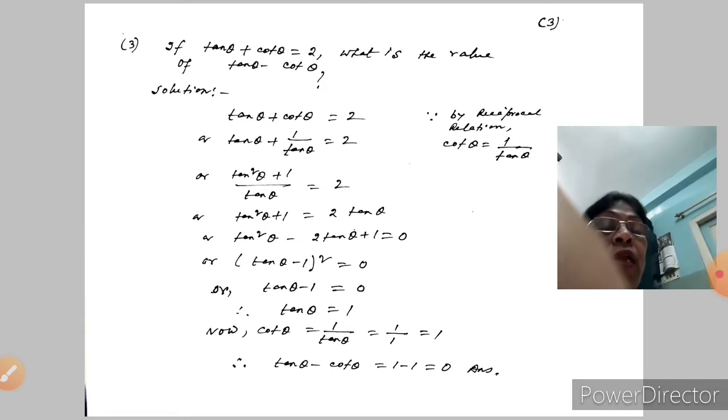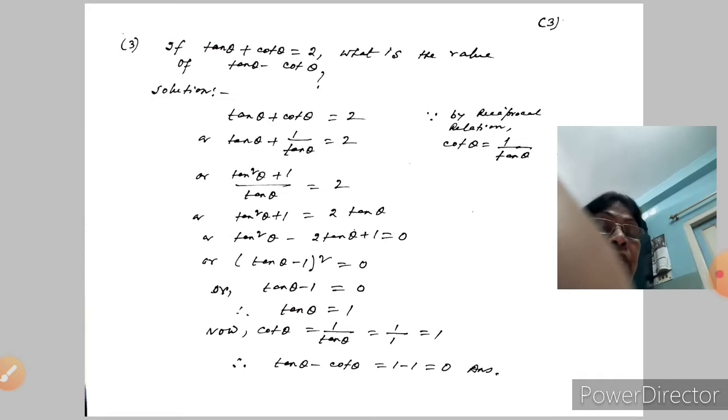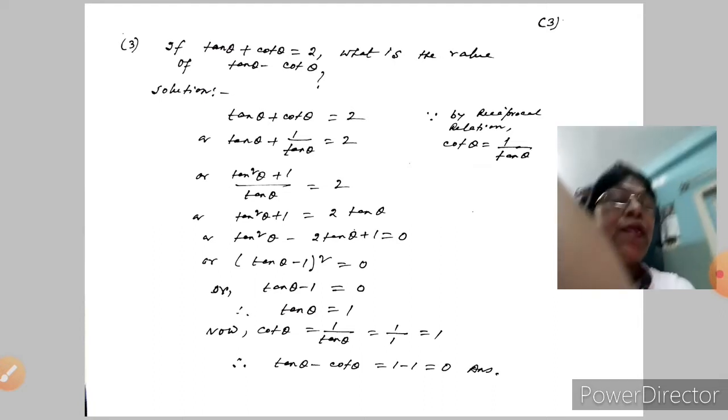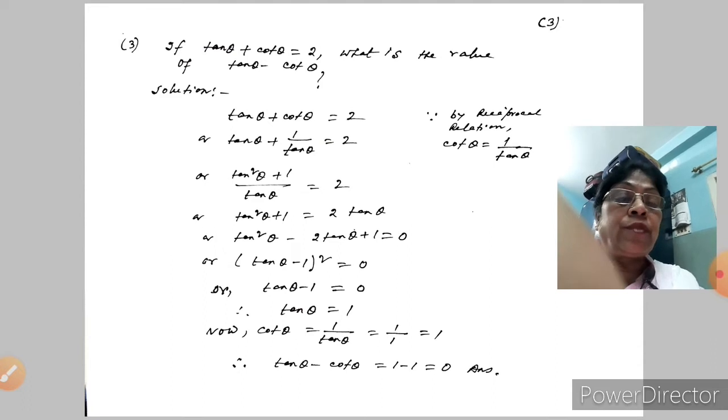Here we can use the formula of (a minus b) whole square. So, I have written here (tan theta minus 1) whole square is equal to 0. So, tan theta minus 1 is equal to 0. Therefore, tan theta is equal to 1. Now, we know cot theta is equal to 1 by tan theta. So, 1 by 1 is equal to 1.